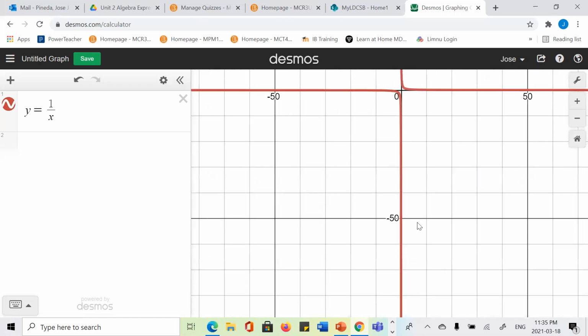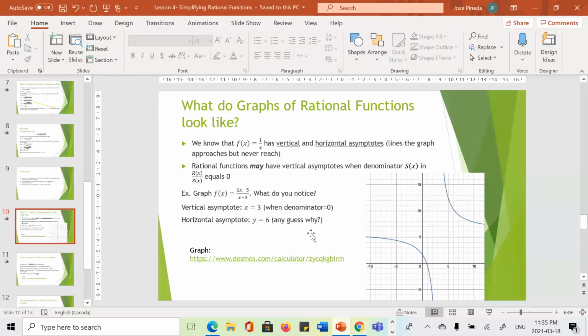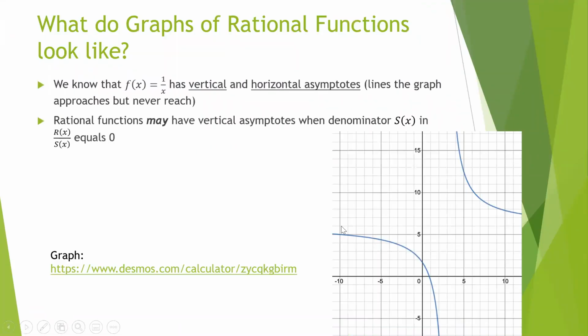So this is called a vertical asymptote. The line that we never reach vertically is called the vertical asymptote. The line that we never fully reach horizontally is called the horizontal asymptote. We get very, very close to it, but never actually fully reach it. Rational functions may have vertical asymptotes, and this is the key word, may have them, when the denominator at x is equal to 0.